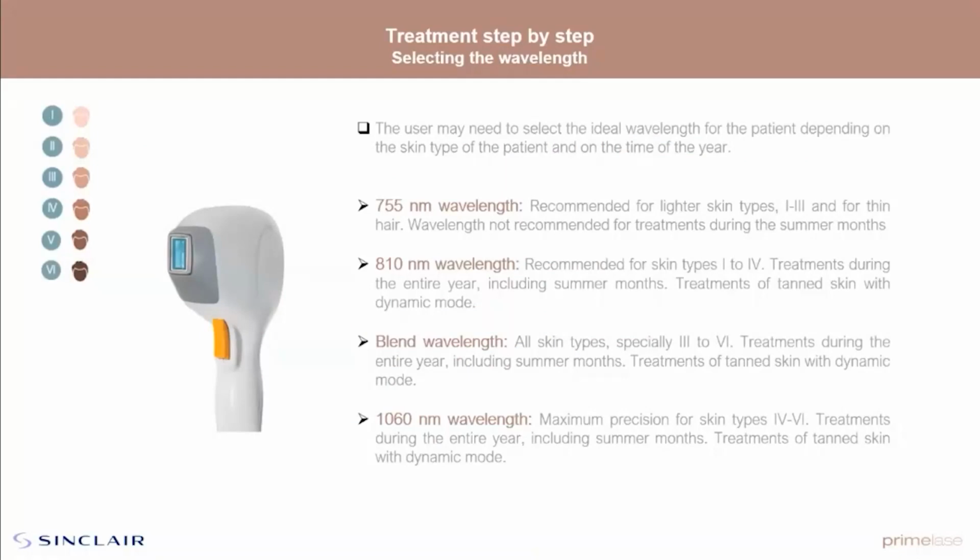So the next step is choosing the wavelength. Remember, we had these 4 wavelengths. The 755, 810, and blend are more considered for hair removal, and the YAG, so 1060, is focused on vascular lesions. Depending on whether you are lighter or darker, we will be using one or another. Remember, 755, phototypes from 1 to 3. 810, phototypes from 1 to 4. And with blend, we can treat the whole scale of phototypes.